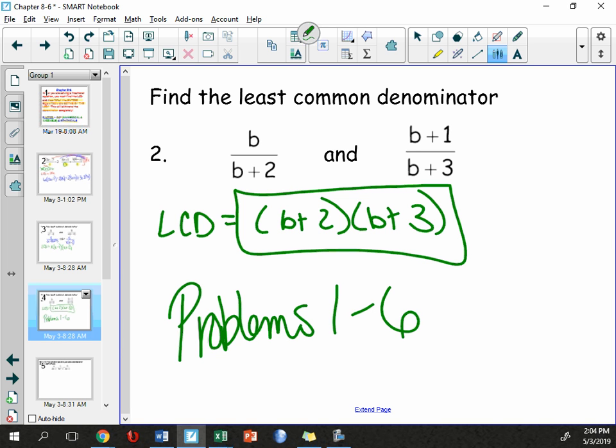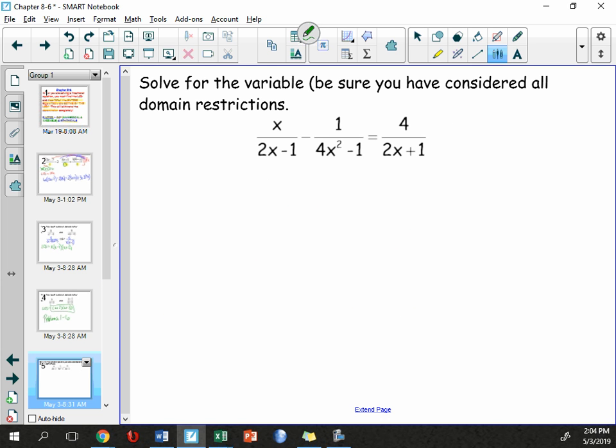Yes? We good? Do not solve 1 through 6. Simply find the LCD. Okay, now 7 through 14 on tonight's homework.